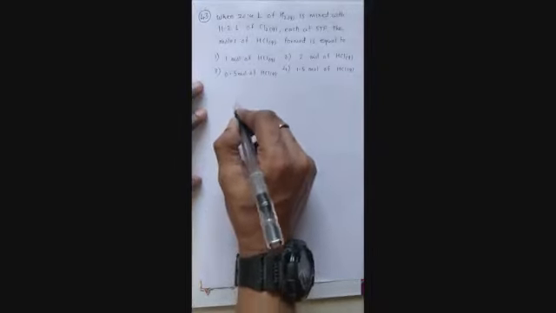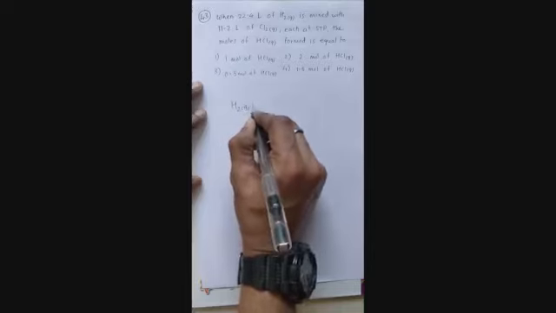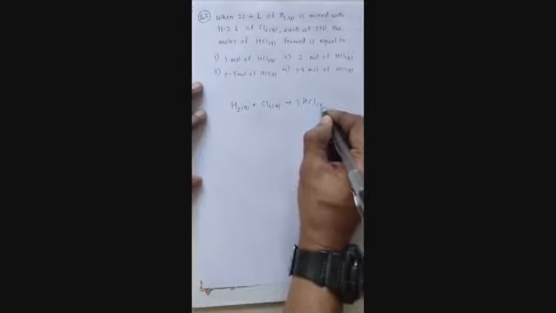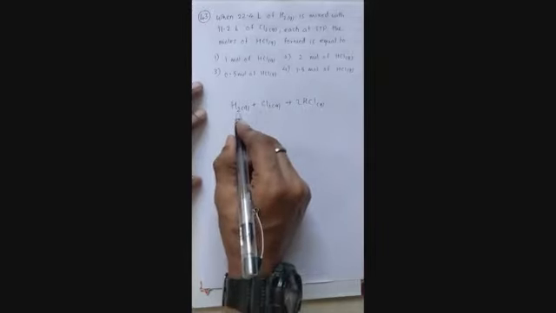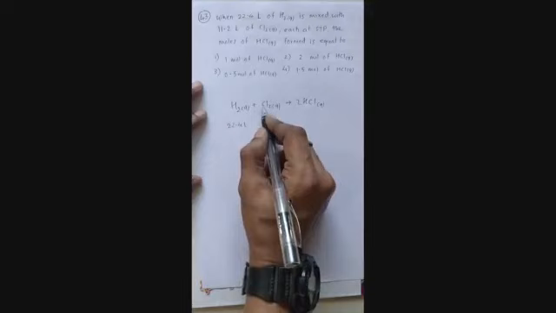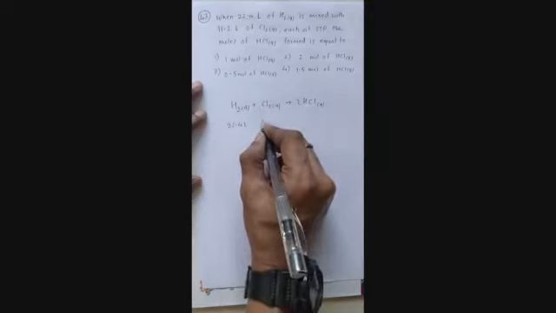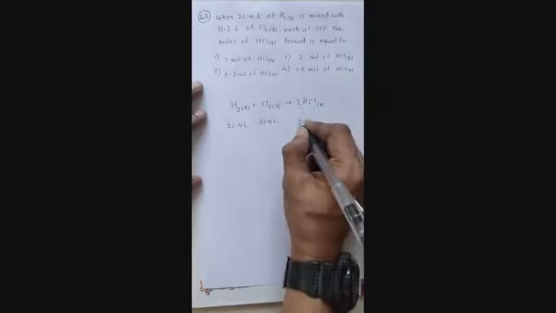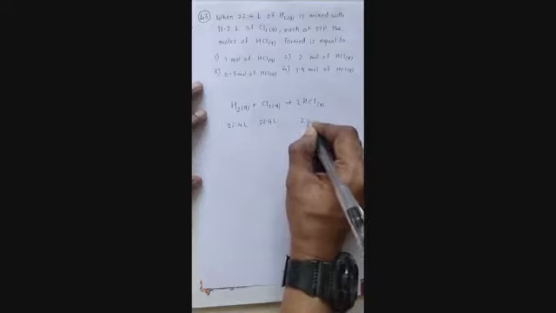Question number 43. When 22.4 liters of hydrogen gas is mixed with 11.2 liters of chlorine gas, each at STP, the moles of HCl gas formed is equal to. So we'll have to write the reaction here first. That is hydrogen gas plus chlorine gas gives HCl gas. This is 1 mole of hydrogen, which is basically 22.4 liters. Correct? This is 1 mole of chlorine, again 22.4 liters. And it gives you 2 moles of HCl.